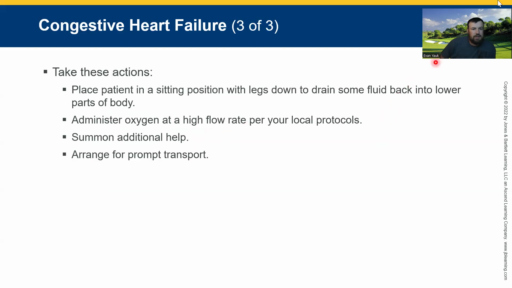So the actions that need taken is place the patient in a sitting position with the legs down. This allows fluid to drain to the lower parts of the body and get out of the lungs and heart. The things we're going to do on the truck, I'm not going to talk about, but we can actually help get some of that fluid dispersed out of them lungs. Administer oxygen at a high flow. Summon for additional help. So by now, 911 should have been called. We should be on the way. And communicate once again with us or 911 so that we know when we get there we have a high priority patient that we can get out of there quickly.